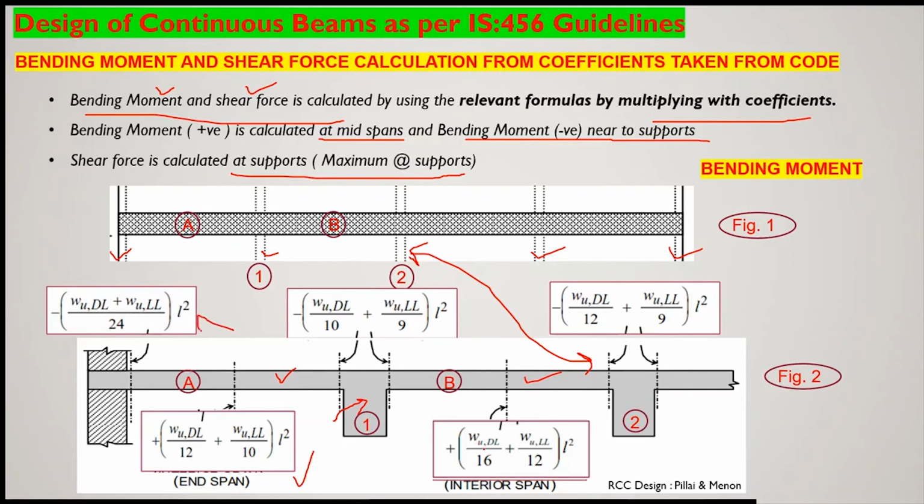Now let us understand this. This is not given by the code. The code is not giving any coefficient for the end support. So this is the actual formula, WL square by 12, which you get from structural analysis. Here you are taking WL square by 12. Here 24 is not taken as a coefficient. It is a standard formula. At this support you will get negative bending moment. So from this figure it is very clear that you will get positive bending moment at the mid of span and negative bending moment at the support level.